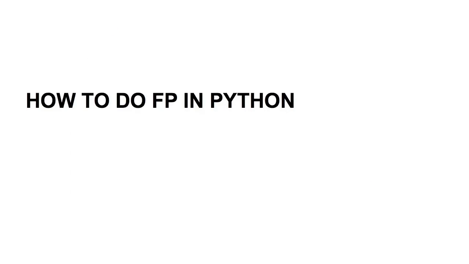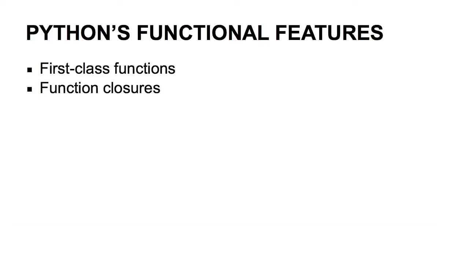This lesson is about using Python's built-in functionality to do functional programming. Python provides a couple of important features that allow us to write functional code. The first is that functions are first-class values, meaning they can be passed around like any other value and returned and so on. The second is that these first-class functions can capture their environment. That is, functions have closures.